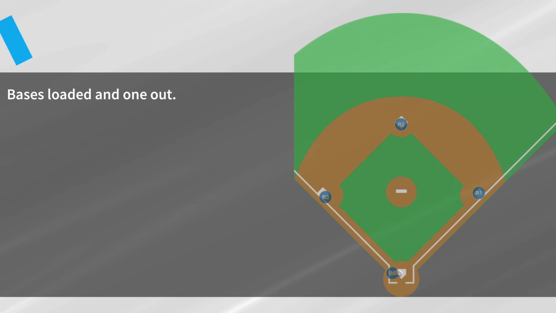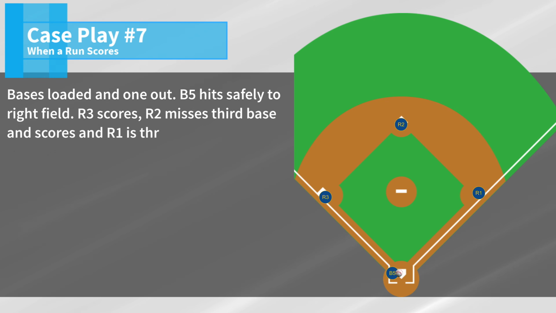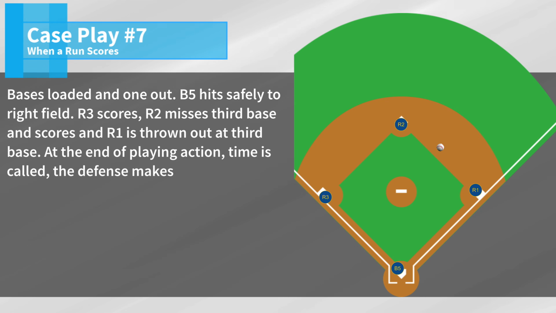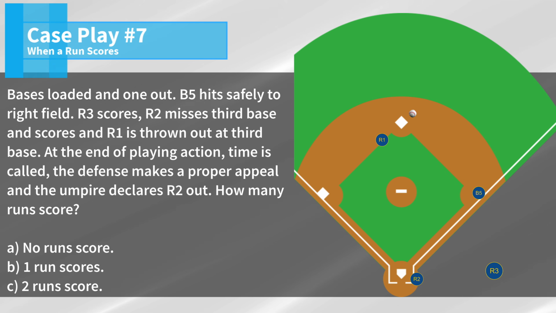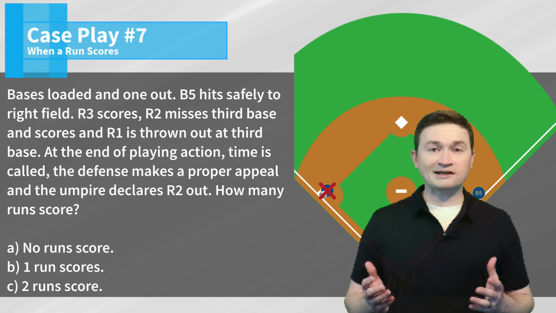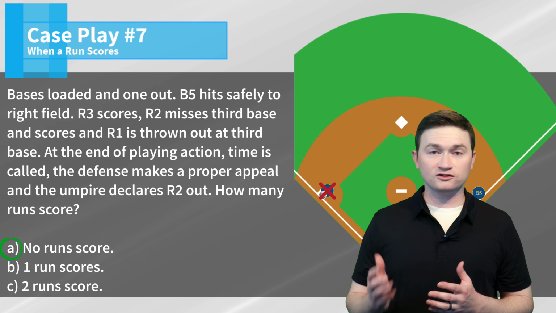Case play number 7. Bases loaded and 1 out. B5 hits safely to right field. R3 scores, R2 misses third base and scores, and R1 is thrown out at third base. At the end of playing action, time is called, the defense makes a proper appeal, and the umpire declares R2 out. How many runs score? Is this A, no run score, B, 1 run scores, C, 2 run score? The correct answer here is A, no runs are going to score.